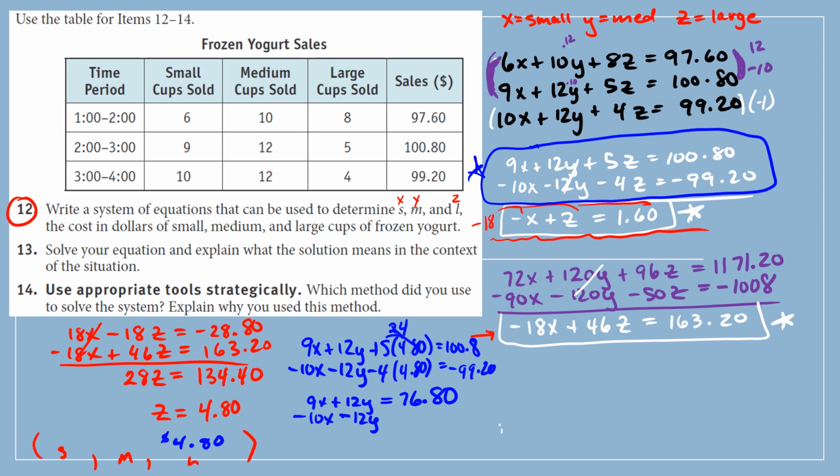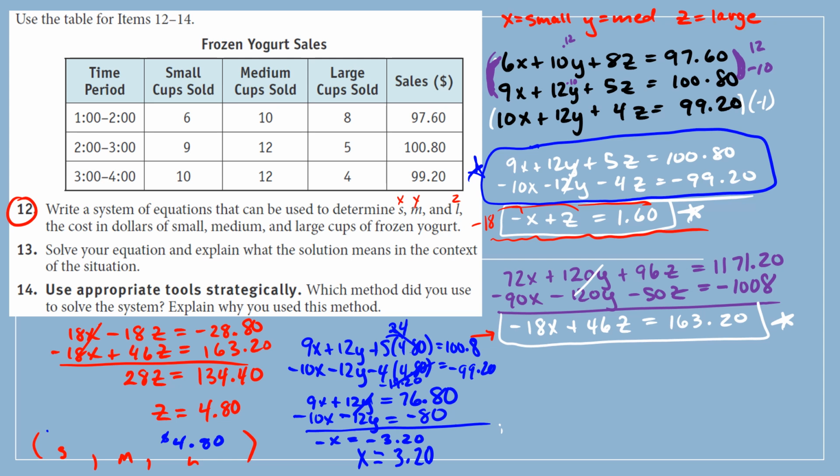4 times $4.80 is 19.20. So I have negative 19.20. So if I add that to both sides, negative $99.20 plus 19.20 should give you negative $80. So if you cancel out your y's, you'll get negative x equals $76.80 minus 80, which will give you negative 3.2. So x will equal $3.20. So we've got the second one.